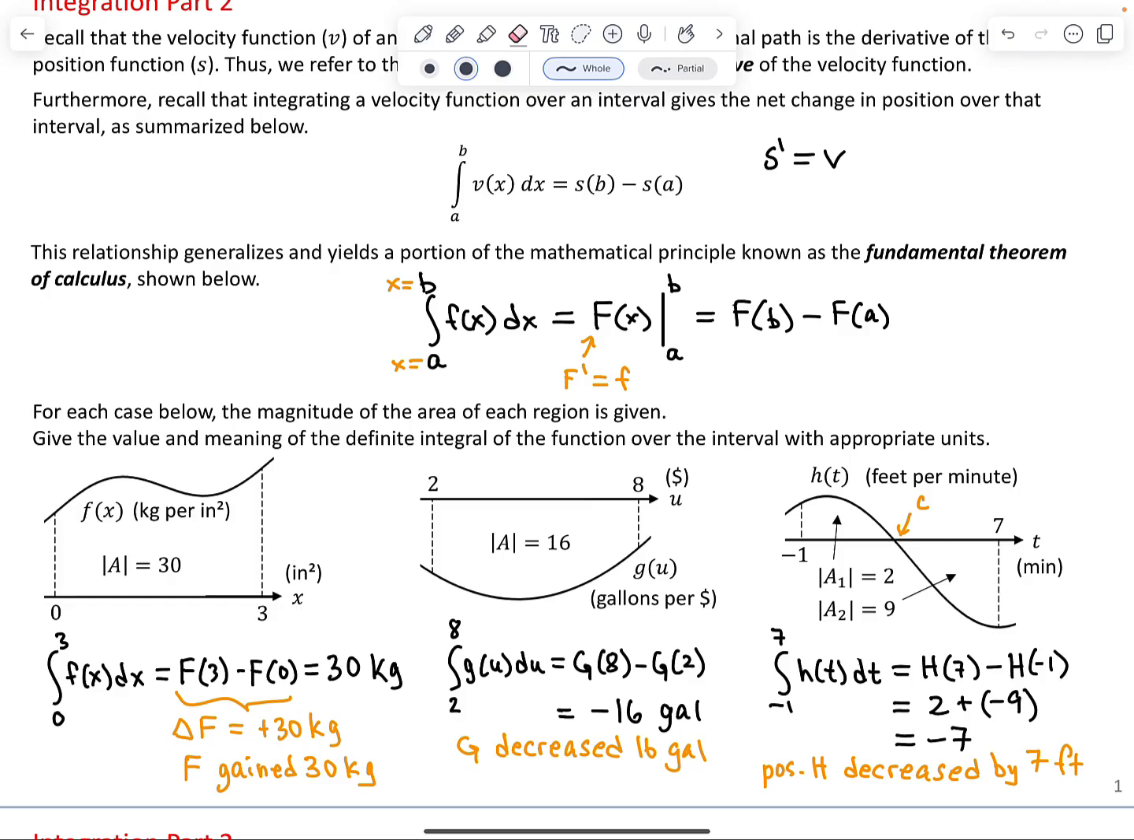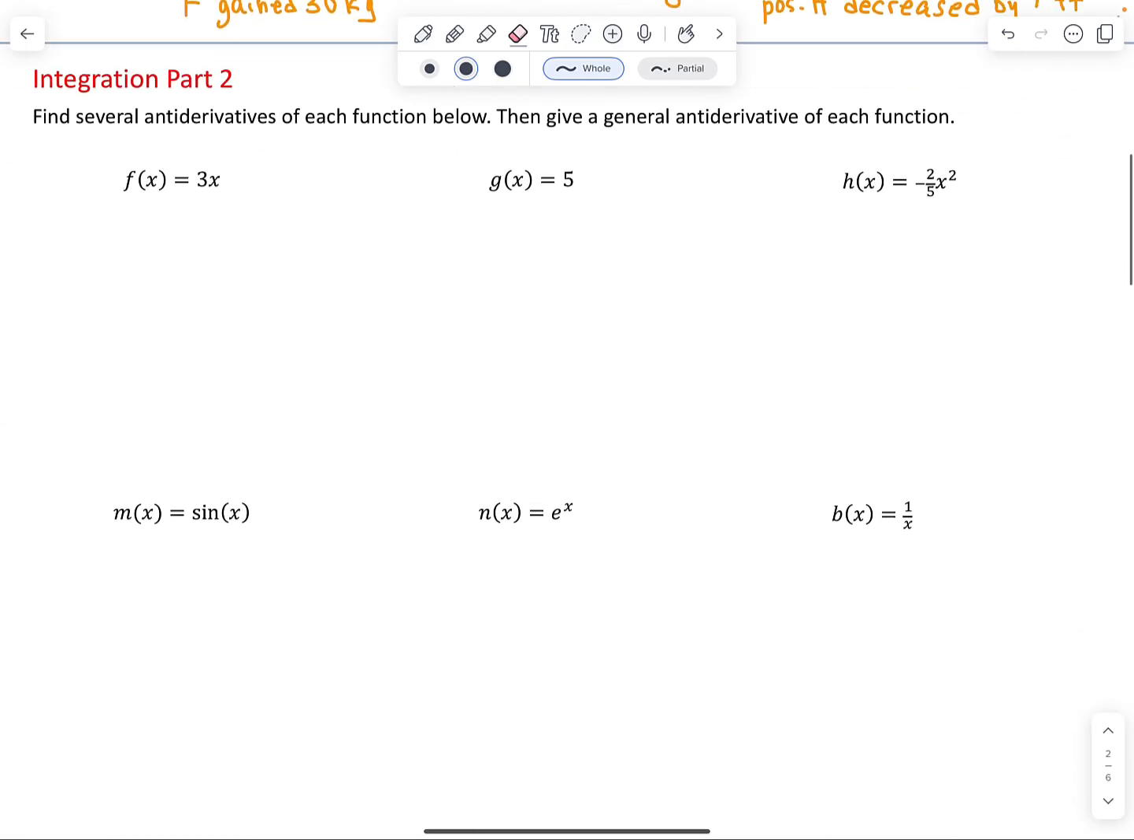Okay, next page. On this page, we practice doing some antiderivatives, which we will continue to practice in later lessons.